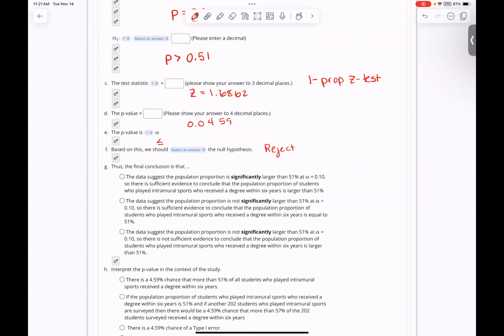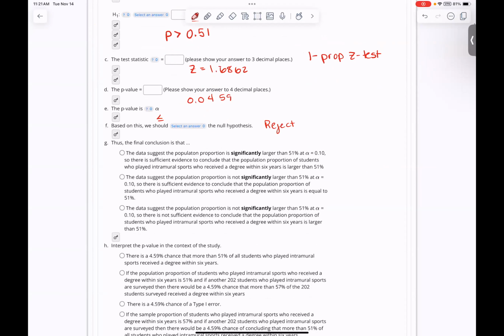So what is our conclusion? If we reject the null, then we are making the assumption that the data is significant enough to support the alternative. So the only choice of these three that has significant in it is the first choice.